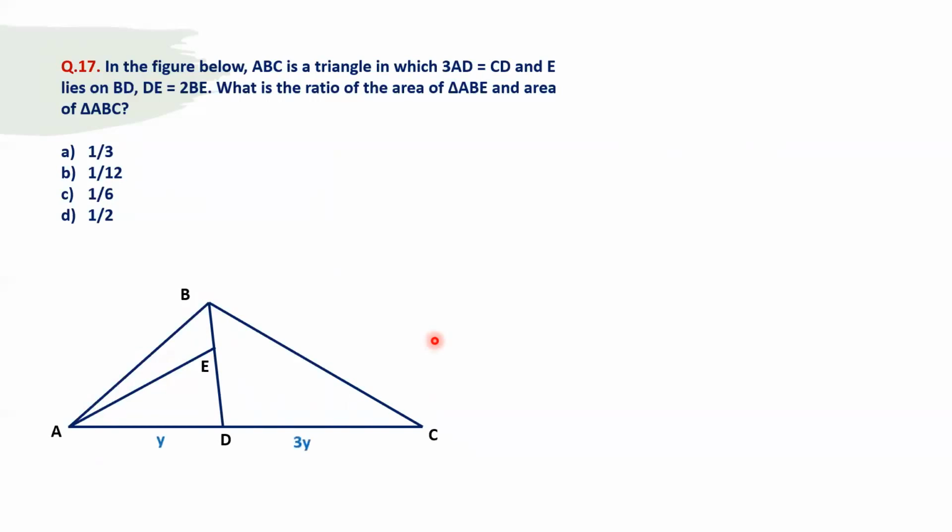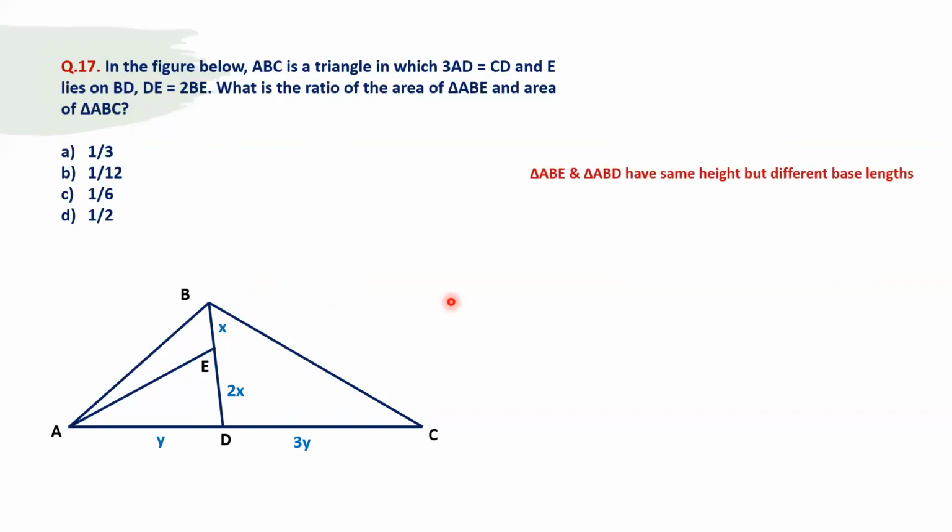So let's assume that the length of AD is Y. Then what is the length of CD? It would be 3Y as per this equation. If AD is Y, then CD would be 3Y, 3 times AD. Similarly, if we assume that BE is X, then DE would be 2X. So DE is equal to twice of BE, and BE is X, then DE would be 2X, right? So this we have assumed X and Y.